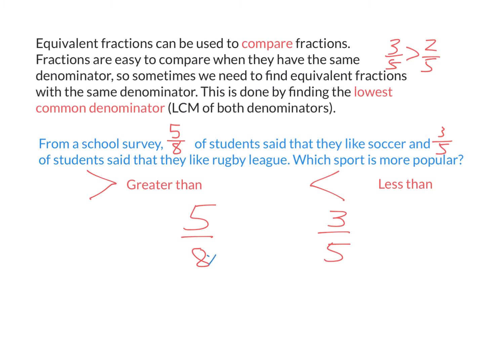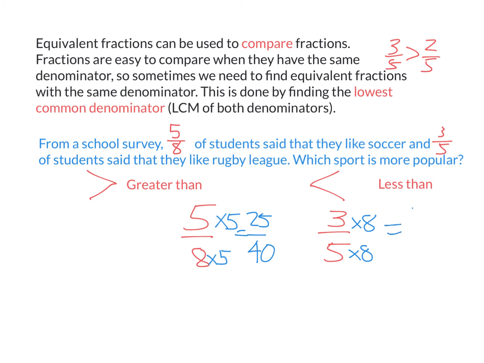So if I times this bottom by 5, then this denominator becomes 40. And if I times this denominator by 8, then it will become 40. But if you times the bottom by 5, you've got to times the top by 5 so that they're equivalent fractions. If I times the bottom by 8, I need to times the top by 8. So 5 times 5 is 25, 8 times 5 is 40. So 5/8 is the same as 25 over 40.